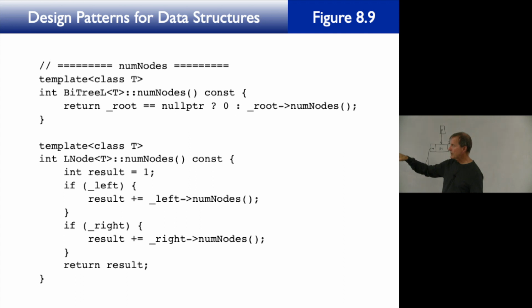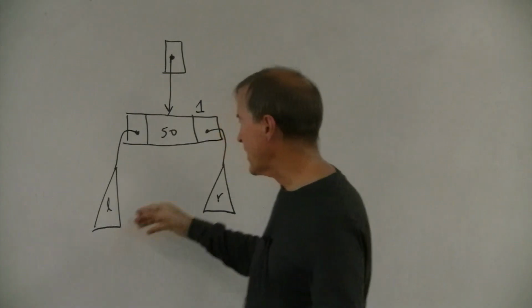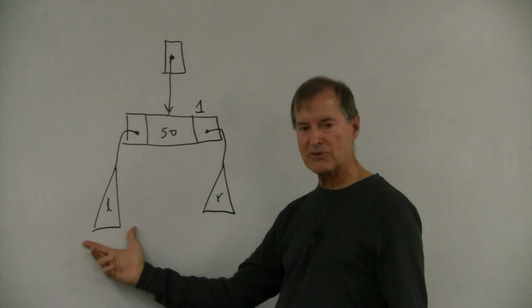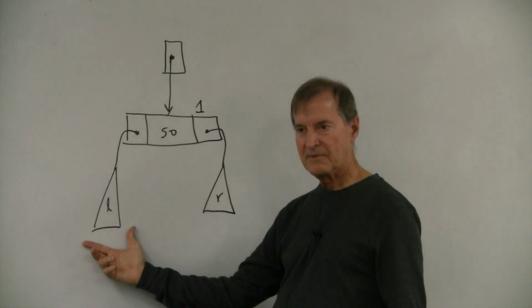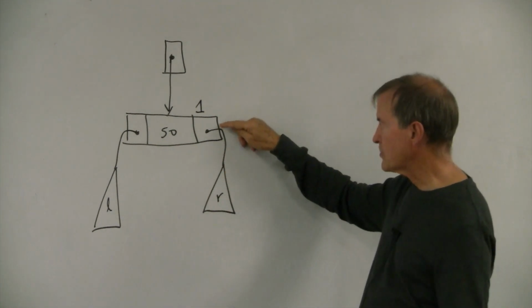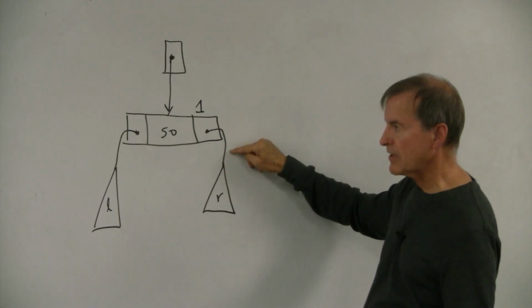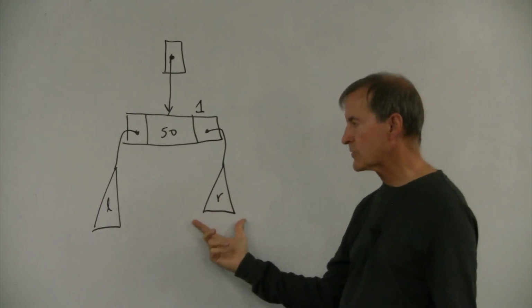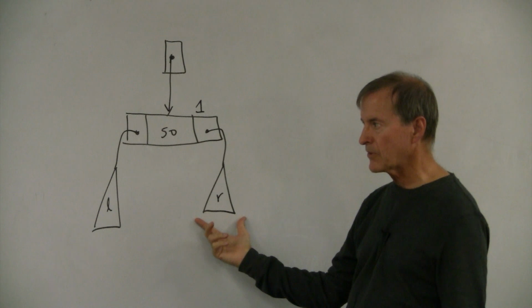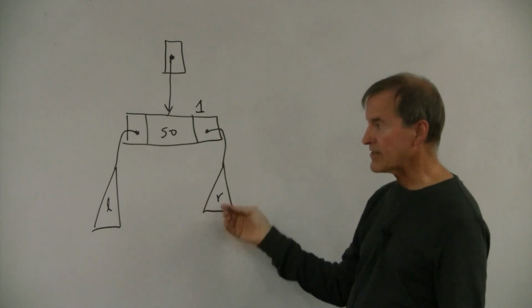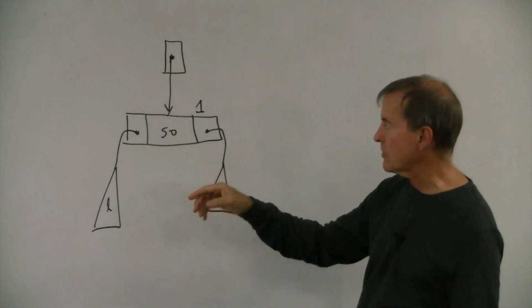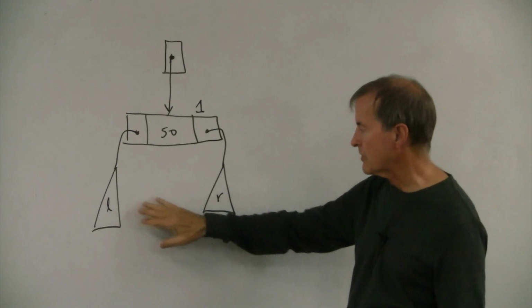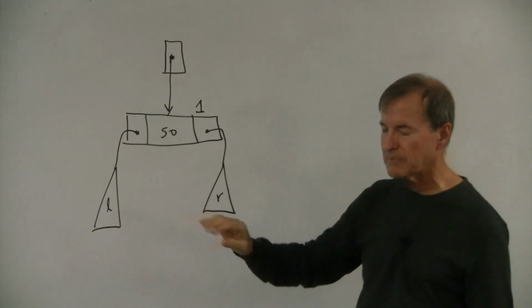So if _left is not equal to null pointer, result gets result plus _left arrow num_nodes. So then that recursively calls however many nodes are in this one. And then it checks to see if this one is empty, and if this one's empty, it doesn't do anything to result. But otherwise, it makes a recursive call to right arrow num_nodes, and it adds that to result, and then in the end, the result contains 1 plus however many nodes are in this one plus however many nodes are in that one. Boom.